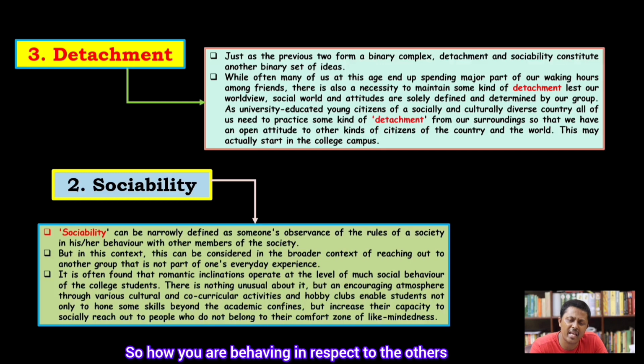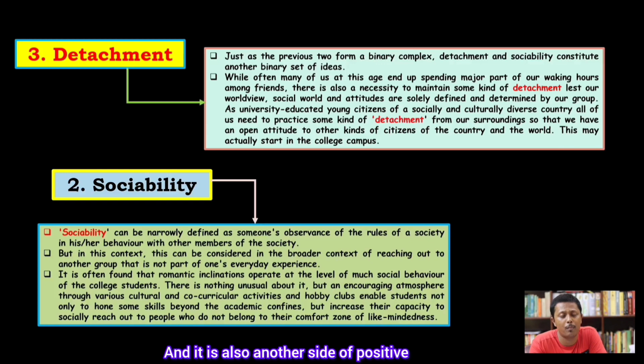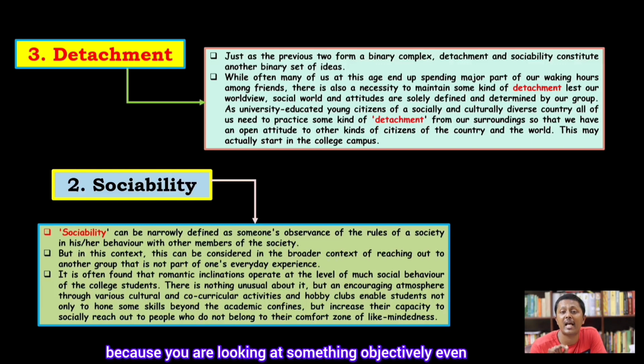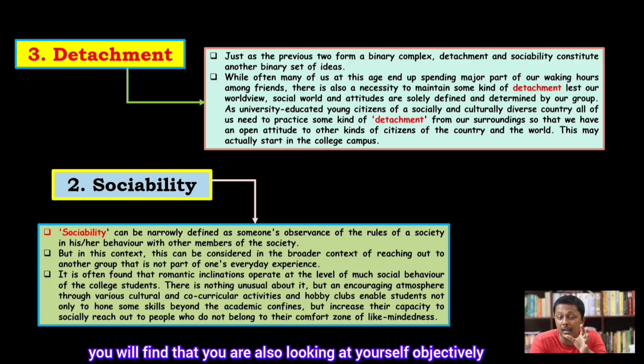So how you are behaving in respect to the others as they are reacting to you, and how your behavior is similarly complying with them or not. So this is some kind of sociability that you need to develop, and it is also another side, a positive aspect of emotion, because if you are maintaining sociability, you will be mature enough because you are looking at something objectively. Even if you are looking at something objectively, you will find that you are also looking at yourself objectively.